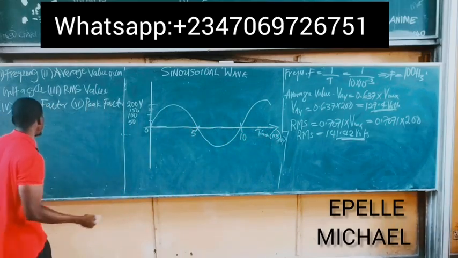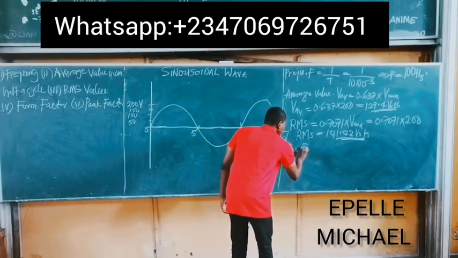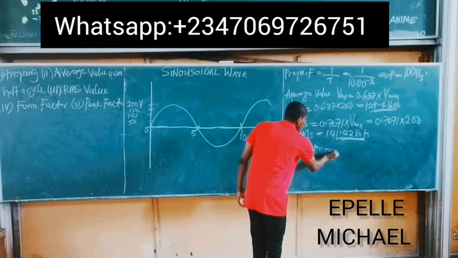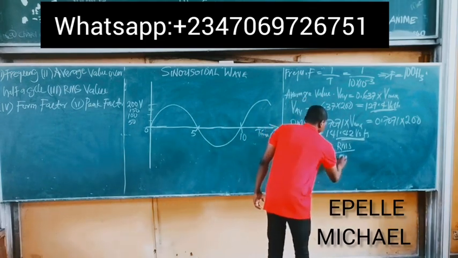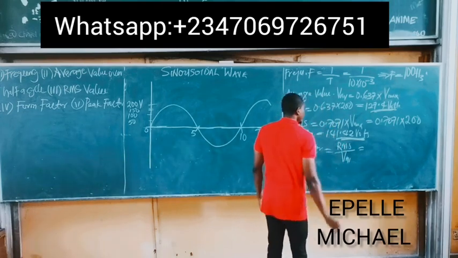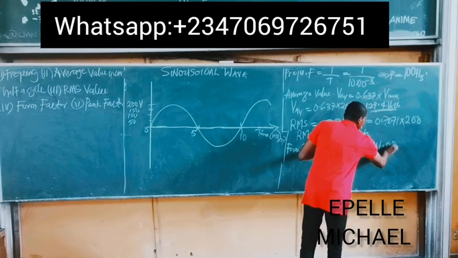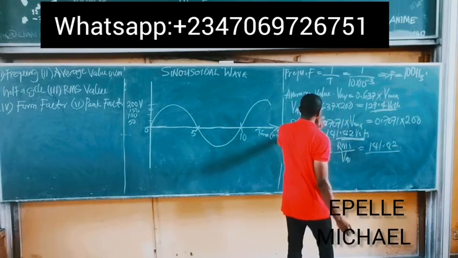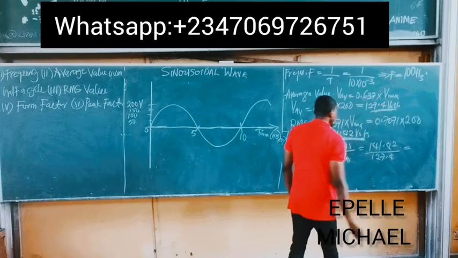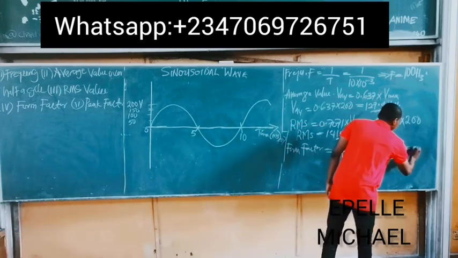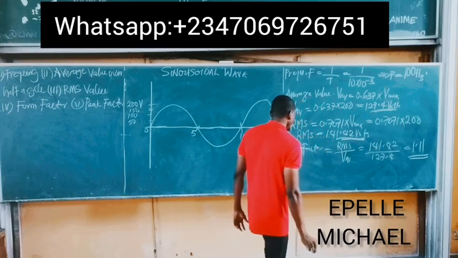Okay, next question says we should find the form factor. The form factor is simply equal to the root mean square value divided by the average value. RMS value gave us 141.42, all over the average value, which is 127.4. Please give me this value. 1.11. That gives us the form factor.